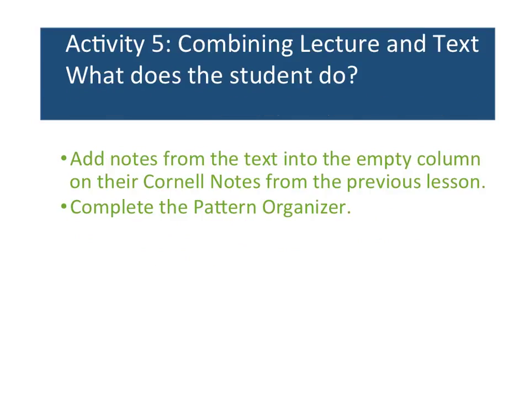In Activity 5, they are adding notes from the text in their Cornell notes. So what they're doing is taking all the information that they learned in the history textbook excerpt, and going back to their notes from the previous lesson, Lesson 3, and putting the new and/or different information in that empty column next to the information that corresponds to it. And when they finish that, then they're going to complete the pattern organizer, which I'll talk about in a minute.